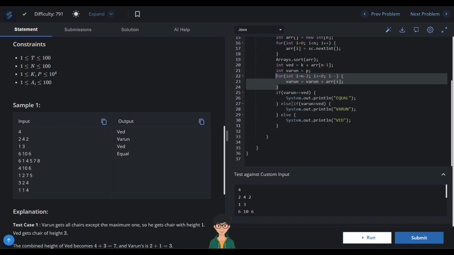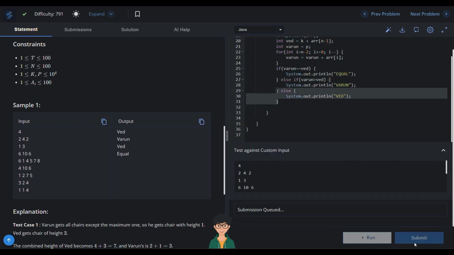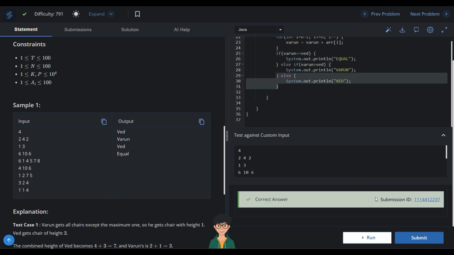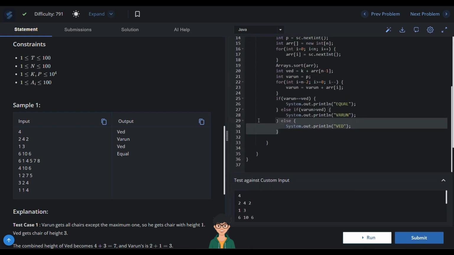If they are equal, just print equal. If Varun is greater, print Varun. If Ved is greater, print Ved. Okay, so this was the solution for the first question. Let's submit it. Yeah, it's getting accepted. Now let's see the second question.